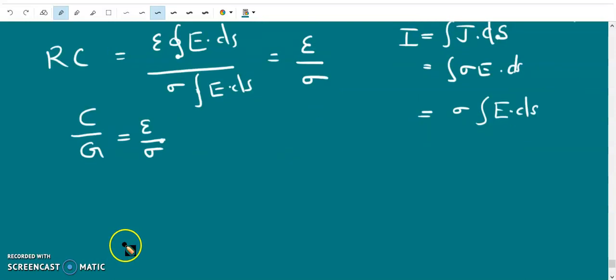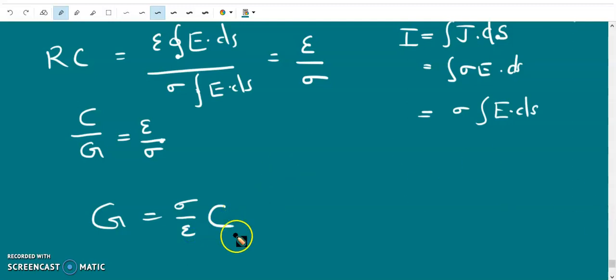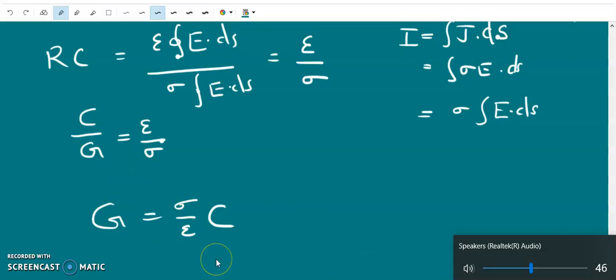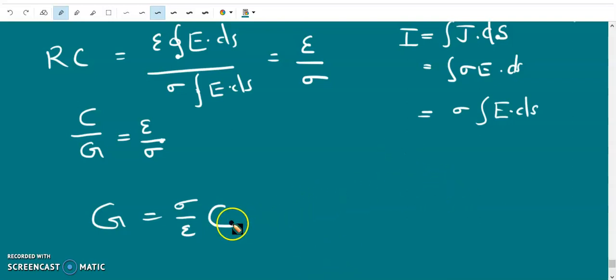And from that, G is equal to sigma by epsilon times C. So once the capacitance per unit length is known, the conductance per unit length of the dielectric medium between two conducting plates can be easily calculated. So we have already calculated the capacitance per unit length of the transmission line, which is equal to epsilon W by D.